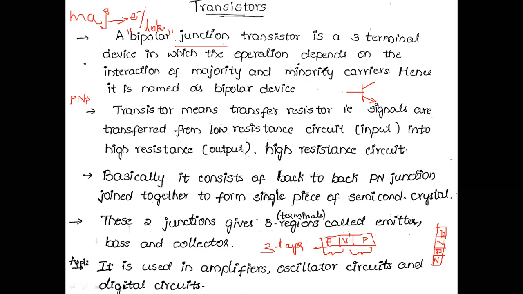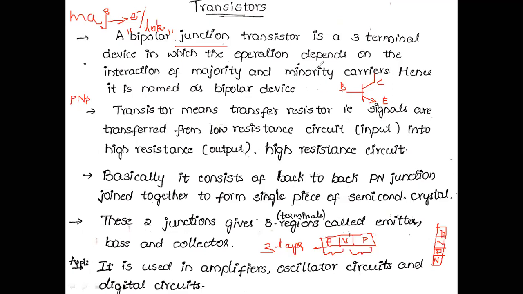This transistor is a 3-terminal device. Those 3 terminals are base terminal, collector terminal and emitter terminal. That is the meaning of 3 terminals. It consists of base terminal, emitter terminal and collector terminal. Sequence is emitter, base and collector.